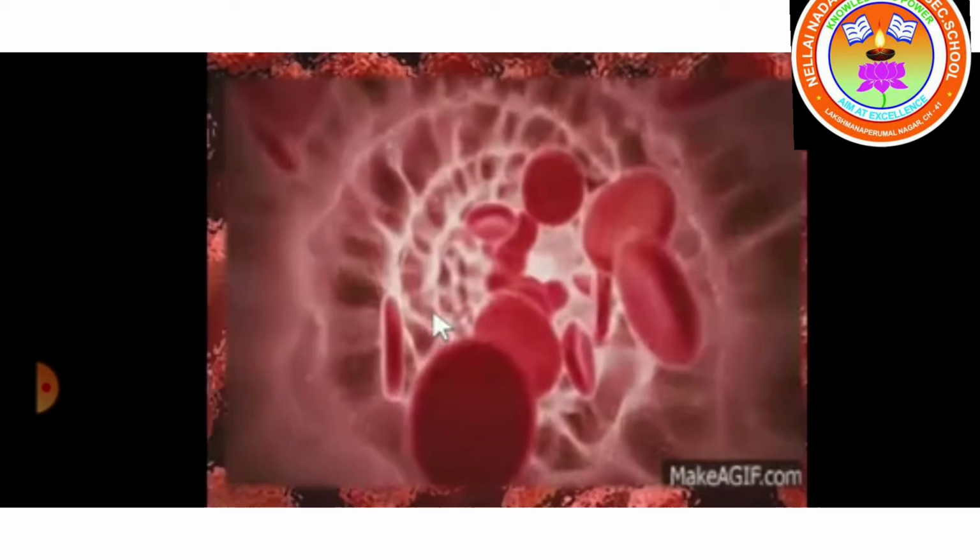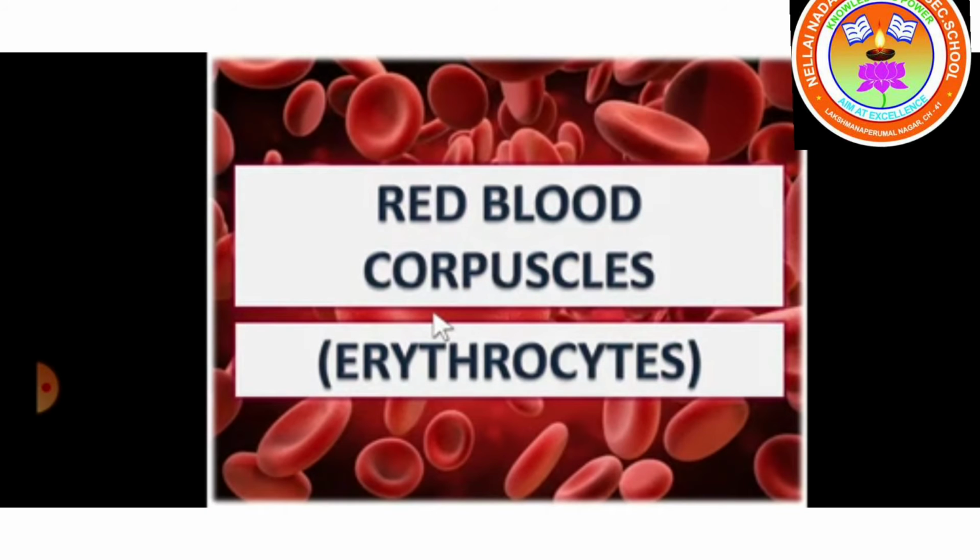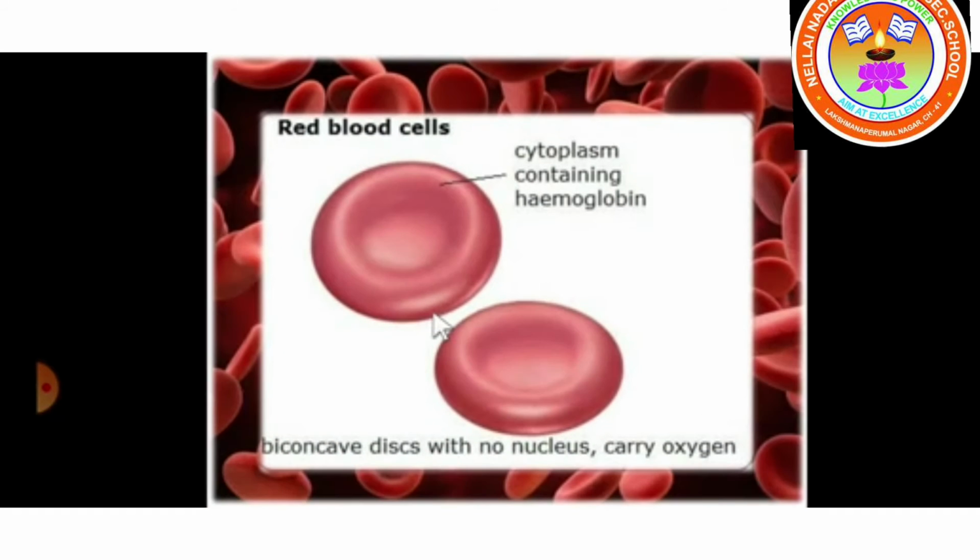Next, we will see about the red blood cells. We can call them erythrocytes. What are red blood cells or erythrocytes? The red blood cells are oval in shape. They may be oval or circular shaped, and biconcave disc-like structures. You can see the biconcave structure.